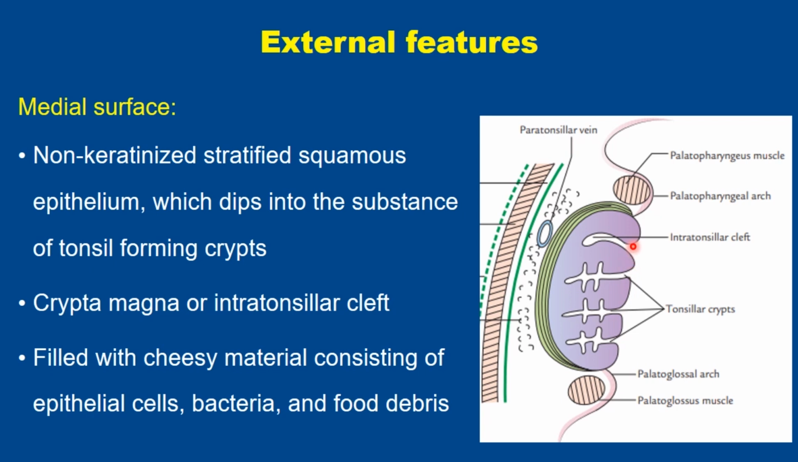One of the crypts is situated near the upper part of the tonsil, and this crypt is very large and deep. This large and deep crypt is called the crypta magna or intratonsillar cleft. So here this is the intratonsillar cleft. The crypts may be filled with cheesy material consisting of epithelial cells, bacteria, and food debris.